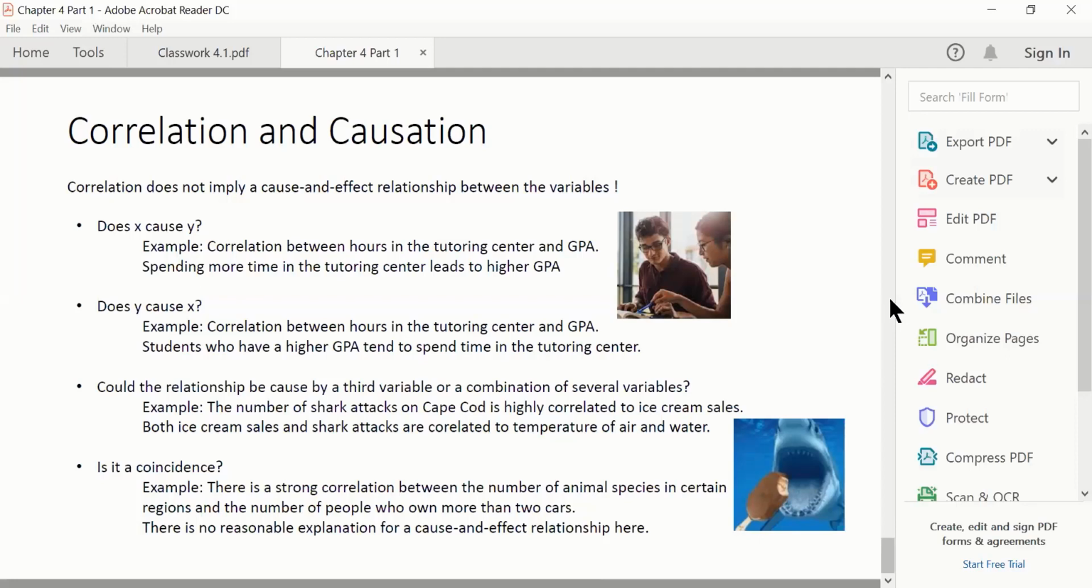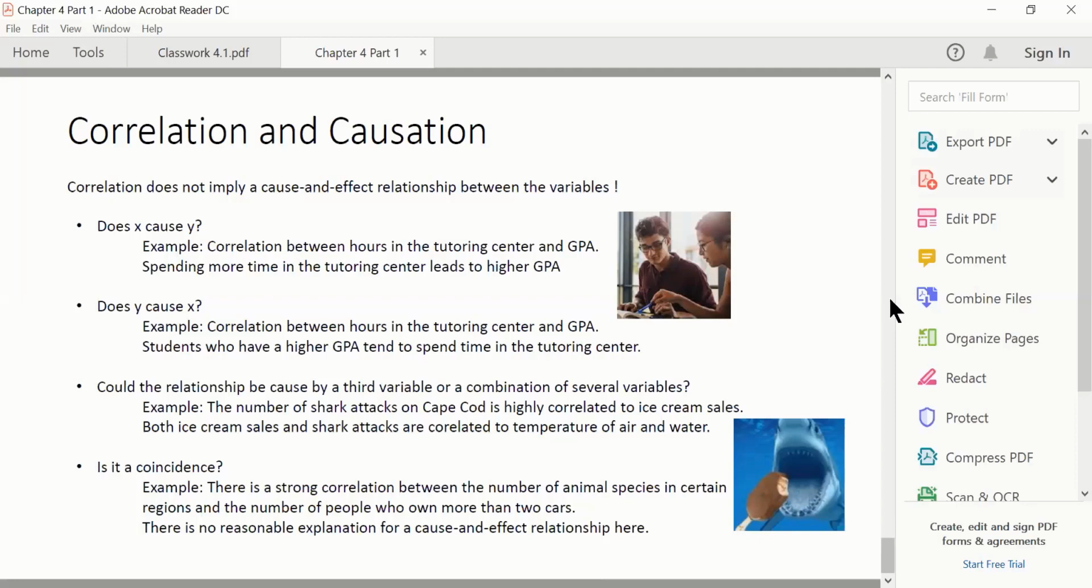Could a relationship between two variables be caused by a third variable or a combination of several variables? Possibly. For example, there is a high correlation between the number of shark attacks on Cape Cod and the amount of ice cream sales. Now, do shark attacks cause ice cream sales? Do ice cream sales cause shark attacks? No, both ice cream sales and shark attacks are correlated to the temperature of the air and water. So when the temperature is higher in the air and water, people tend to be in the water, and so do sharks.